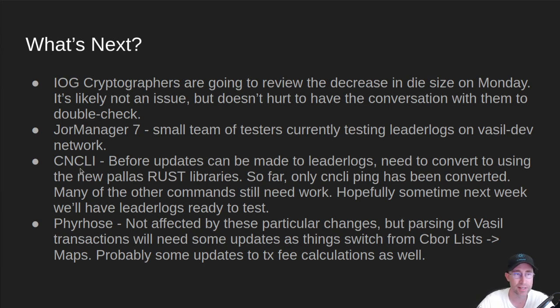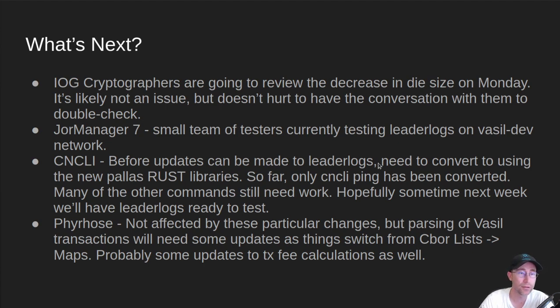CNCLI also needs these updates, but we haven't started making these leader log updates yet. We have some backlog work to clean up. It was currently relying on a networking library communicating with the Cardano chain that I had built originally. That's kind of old, outdated. There've been other Rust people that have come into the community, like Santiago Carmuga. I don't know how to say his name.